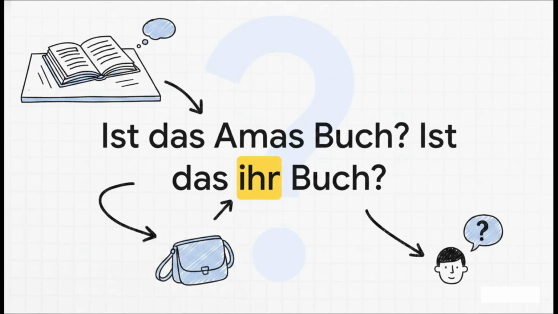Picture this. You're sitting in a cafe or maybe a classroom, and you see a book left on the table. You might look at it and ask, Ist das Ammas Buch? Is that Amma's book? Or if you want to swap in a possessive word, you'd ask, Ist das ihr Buch? Is that her book? Or maybe it's a bag you spot, and you're wondering, Ist das seine Tasche? Is that his bag? Literally every single day, we're talking about who owns what. And that is exactly the job these little grammatical tools were built for.